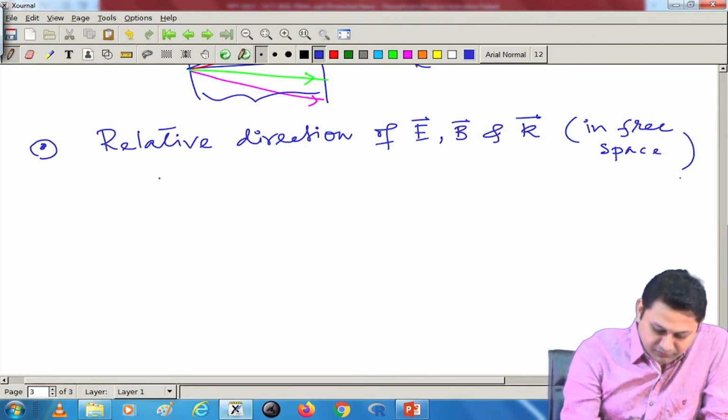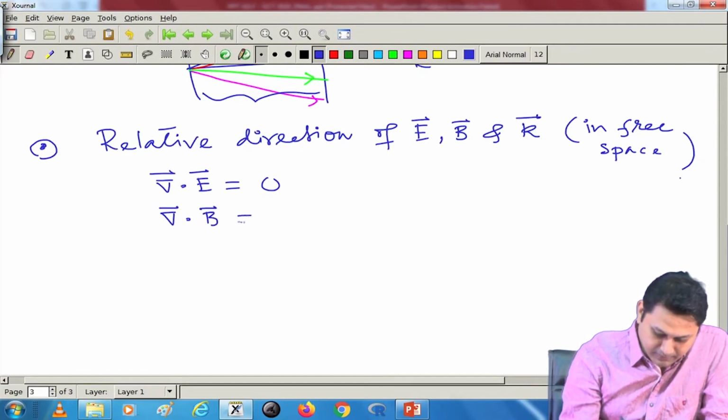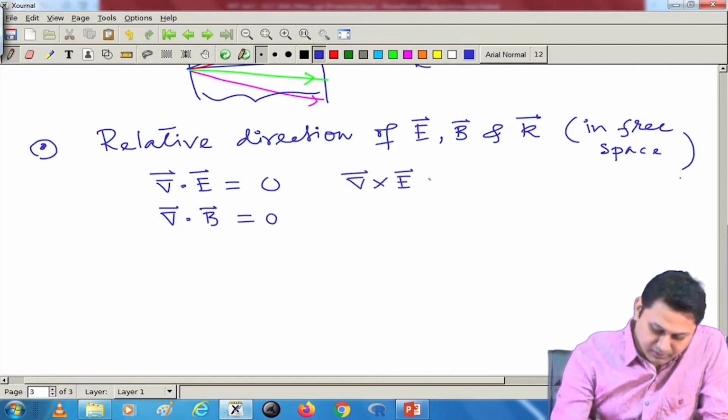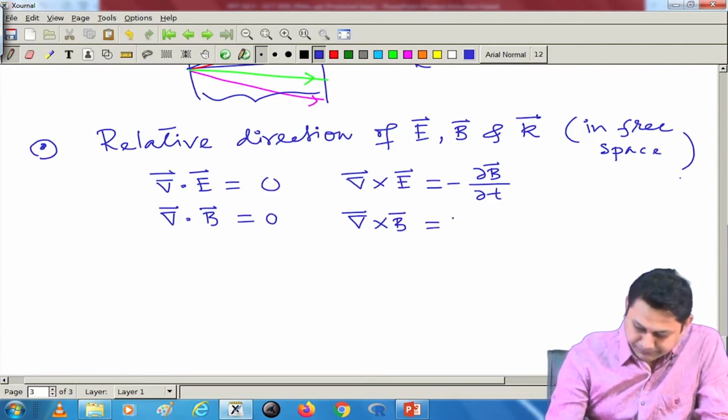So, again in free space we have 4 Maxwell's equations: grad dot E, grad dot B, these are the 2 equations, and another 2 equations are the curl equations. The curl of E is minus del B del t, and then curl of B is mu 0 epsilon 0 del E del t.